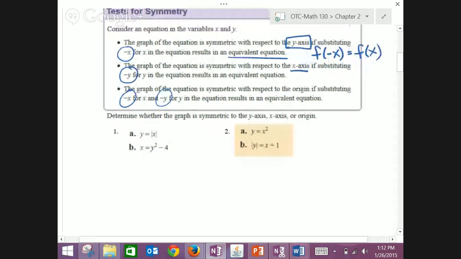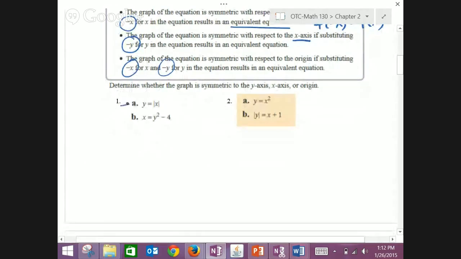So let's look at these 2 examples here. A. I could graph this, right? I know what the absolute value of x looks like. Looks like this. Is that symmetric with respect to the x-axis? Can I fold that over the x-axis and get the same thing? No. Is it symmetric with respect to the origin? No. Is it symmetric with respect to the y-axis?